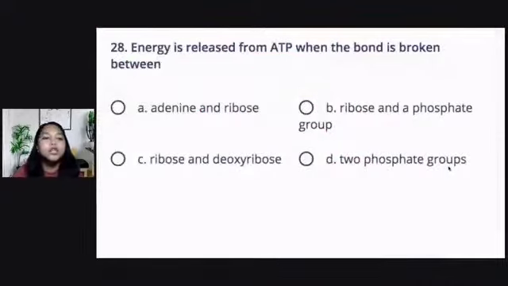We go to number 28. Energy is released from ATP when the bond is broken between letter A, adenine and ribose, letter B, ribose and a phosphate group, letter C, ribose and deoxyribose, letter D, two phosphate groups. Which one is the correct choice for number 28? Please put that in our chat box. 28, ano po ang inyong choice? Number 28.